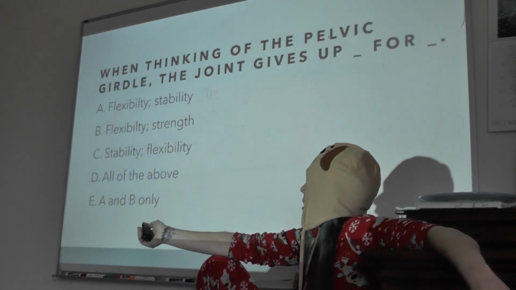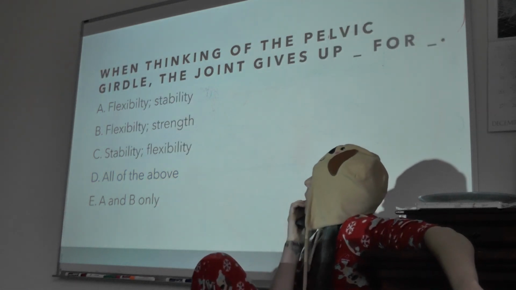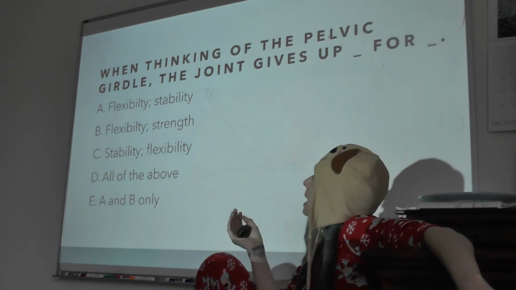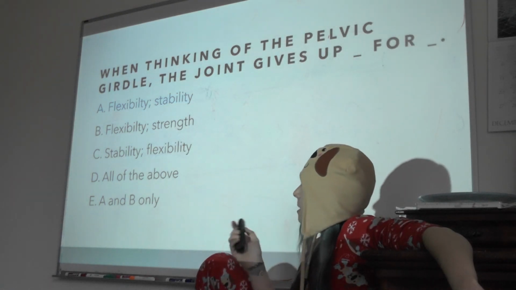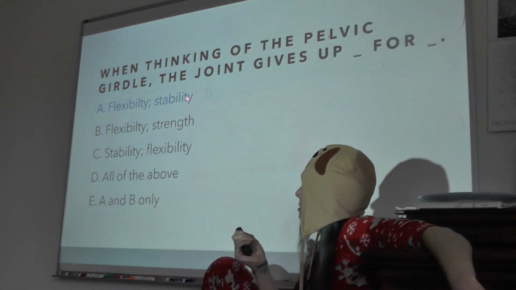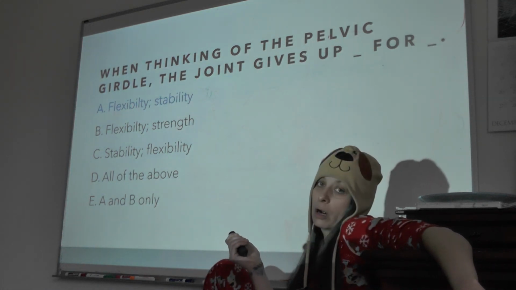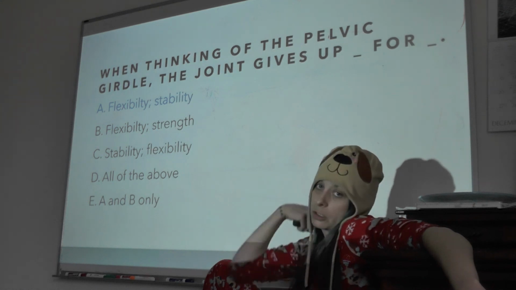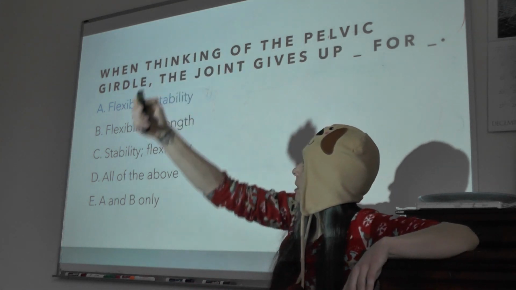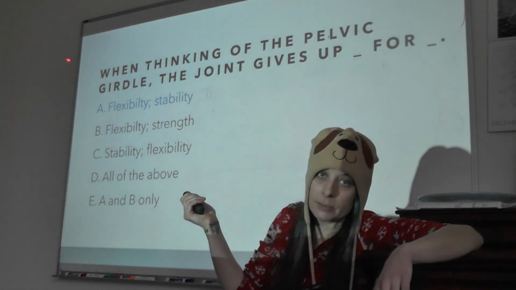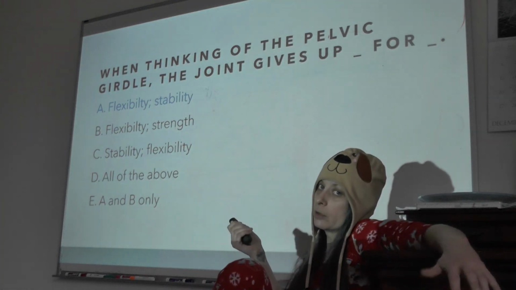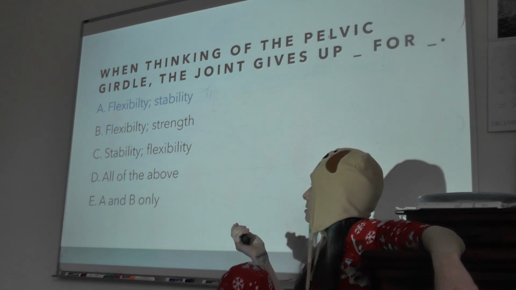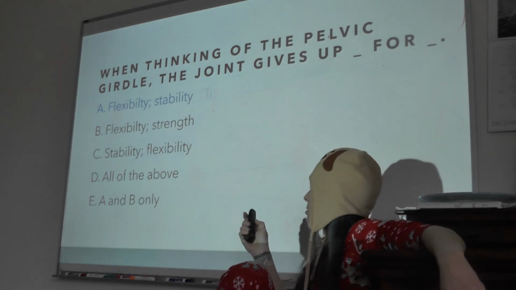All right, next, when thinking of the pelvic girdle, the joint gives up blank for blank. It gives up flexibility for stability. So your humerus, your glenohumeral joint, gives up stability for flexibility. Strength was just a distractor. When thinking of joints, we're looking at what can they do? Can they be stable? Can they be flexible? Strength is something given more by bones, and so yeah, it was a distractor.